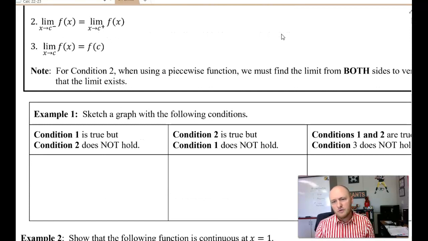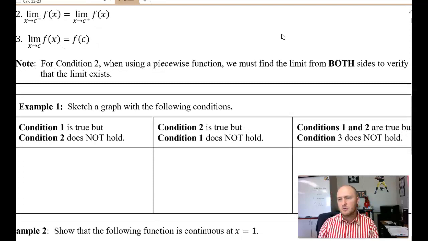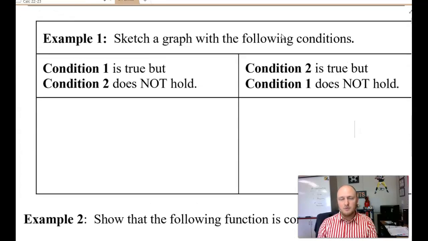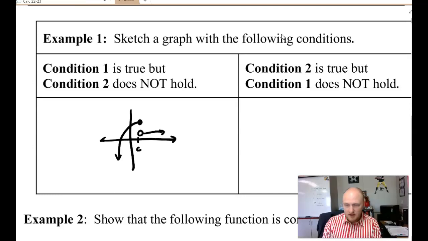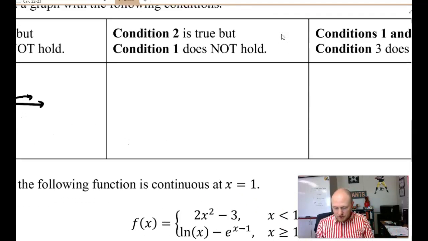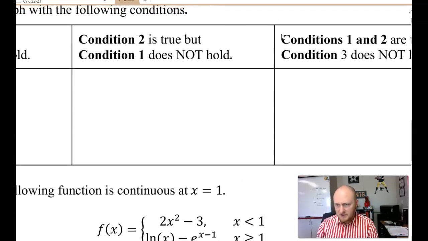Now they say here, note for condition number two, when using a piecewise function, we have to find the limit from both sides to verify that the limit exists. Yes, that's what it means for the limit from the left to equal the limit from the right. So here we go. They say condition number one is true, but condition number two does not hold. Well, that's very easy. I can sketch a piecewise function, something like this. The function value here at c is defined, but the limit from the left is not equal to the limit from the right.